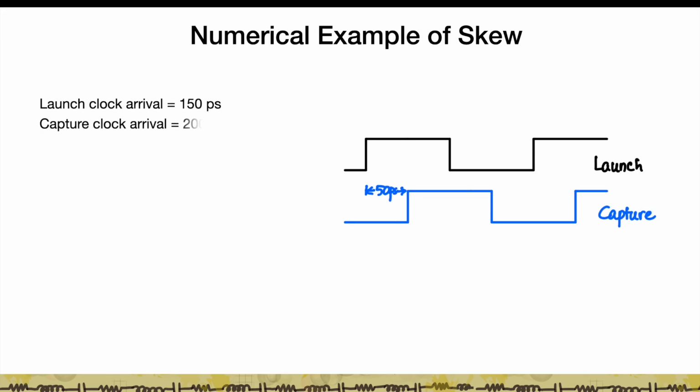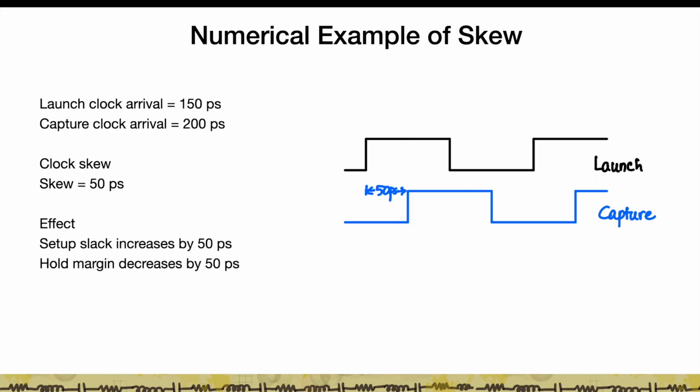Let's make this concrete with numbers. Launch clock arrives at 150 picoseconds. Capture clock arrives at 200 picoseconds. It has a skew of plus 50 picoseconds. Effect on setup: the capture window shifts 50 picoseconds later. Setup slack increases by 50 picoseconds. A path that was 50 picoseconds from failing now passes cleanly.